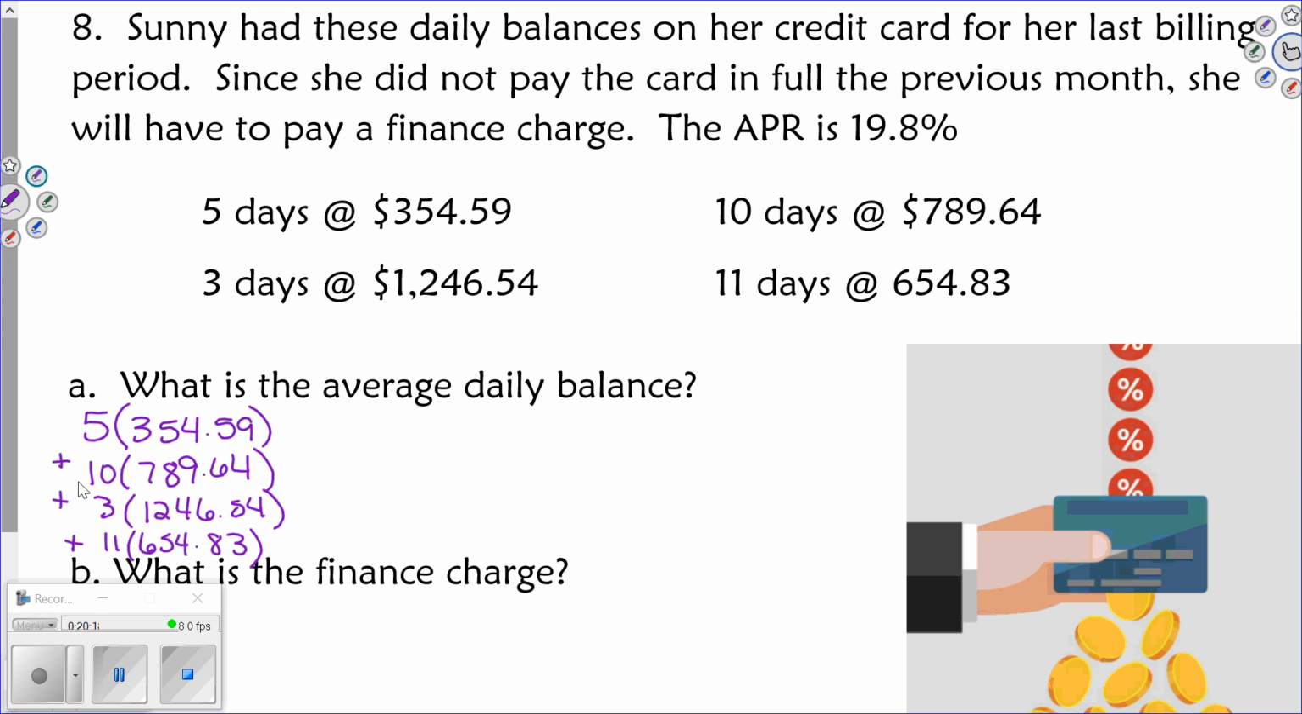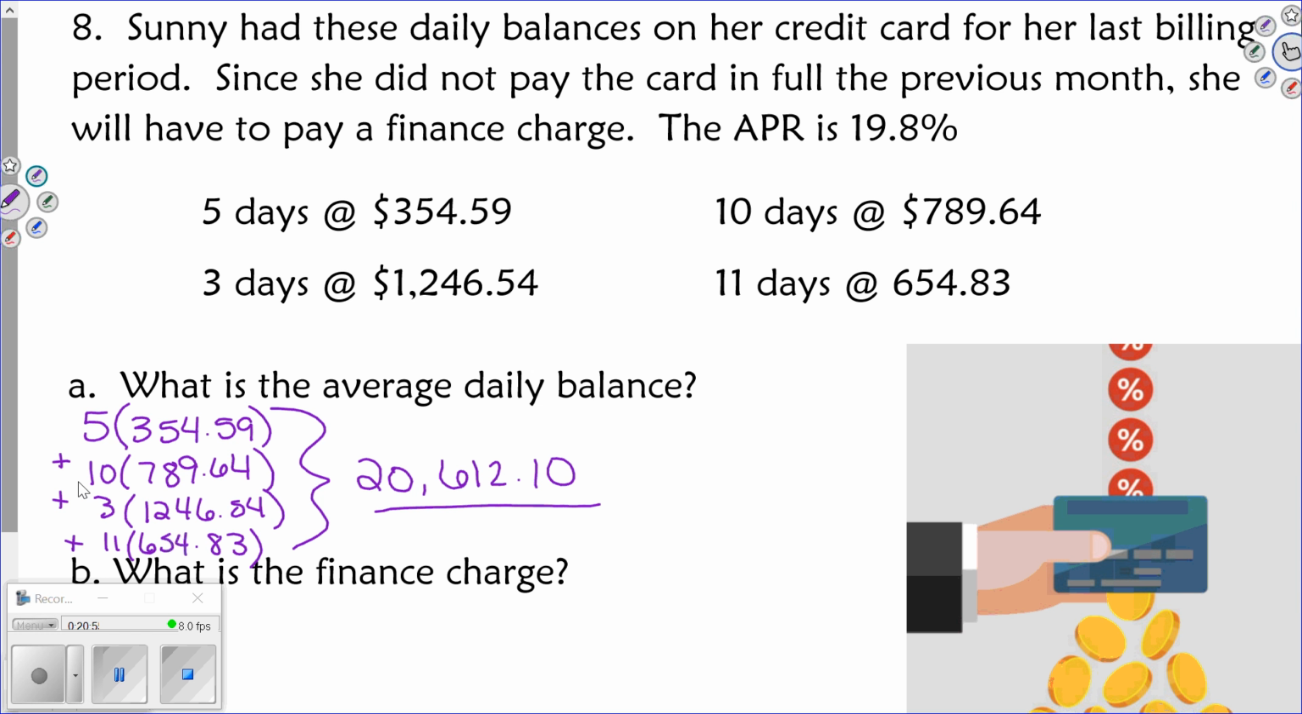All right, so 5 times 354.59 plus 10 times 789.64 plus 3 times 1246.54, I couldn't read my own handwriting, plus 11 times 654.83. So when we multiply and add all that stuff together, we get $20,612.10. We have to divide that by how many days?